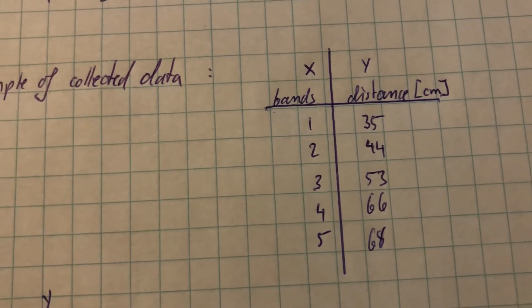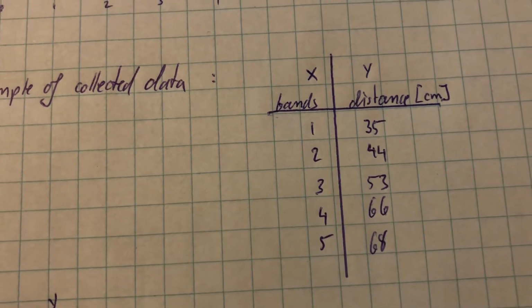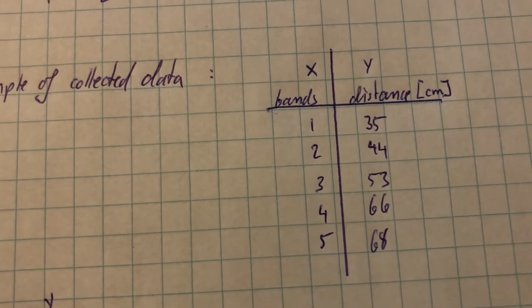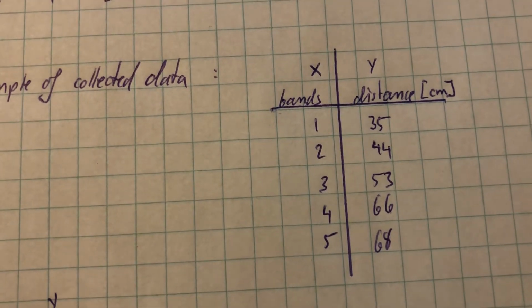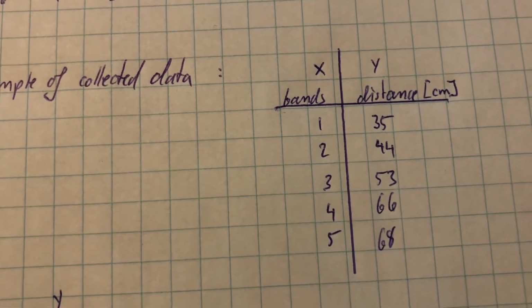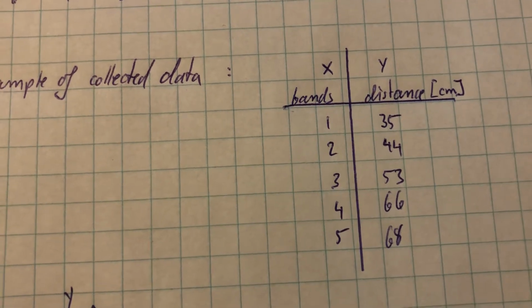Next, I will take a graph and I will distribute those values on the x and y axis. So on the x axis, I have the rubber bands from 0 to 5, and on the y axis, I go a little bit higher than 68, maybe 70 or 80 or something, and that fills out my graph field.